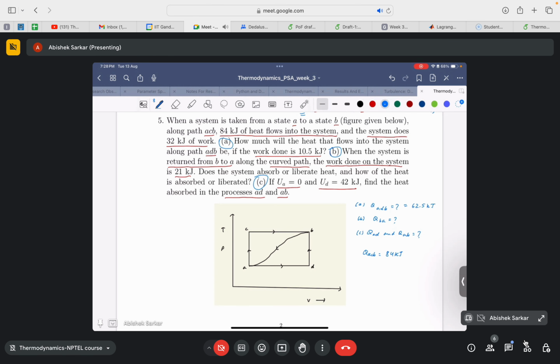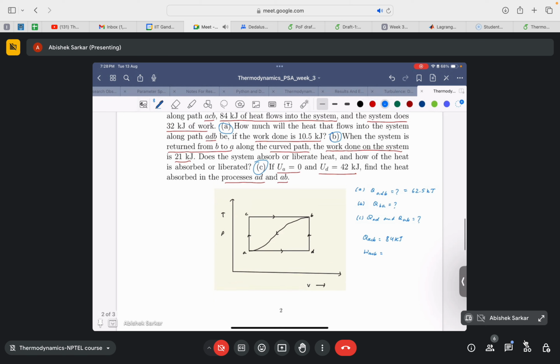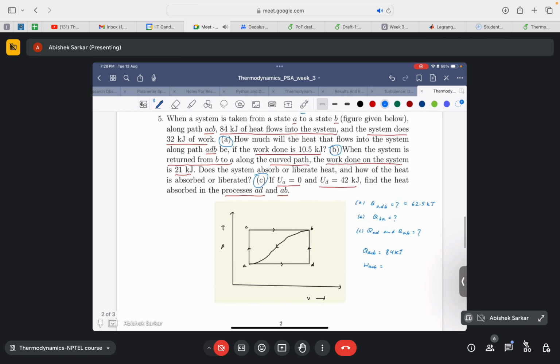Okay, so since you have already found the part A, then you can go on to part B. Meanwhile, I can just discuss the solution of part A with other students as well. Okay. So QACB is 84 kilojoule and WACB, I'm sorry, I just moved the question. And WACB is, since the system does the work, so it is positive, so it is 32 kilojoule, positive.